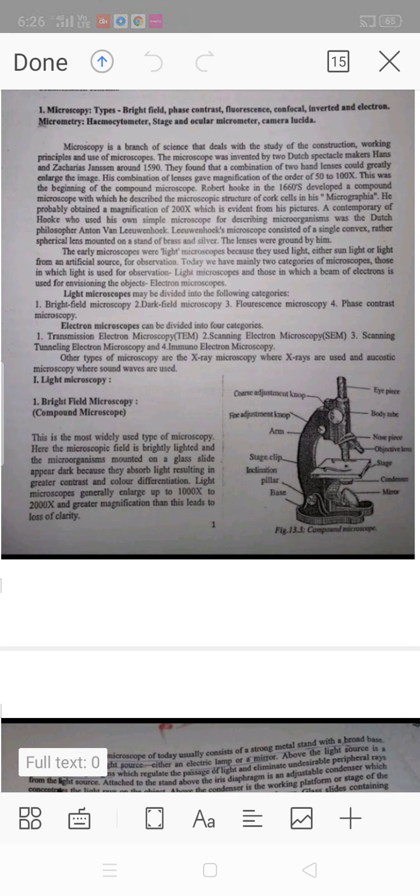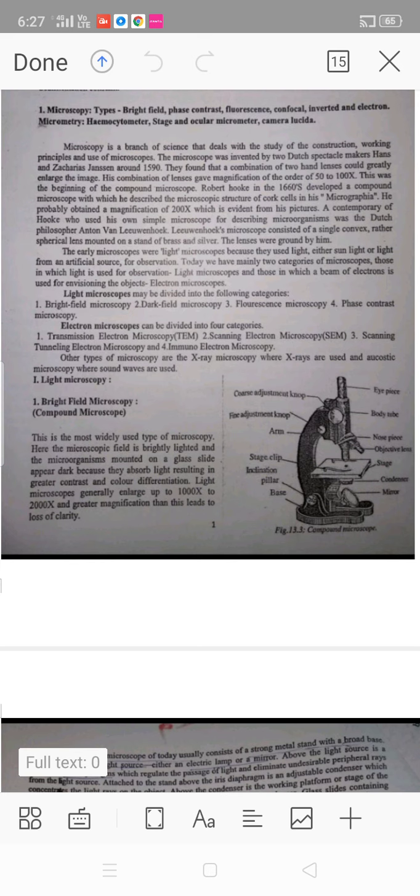A contemporary of Hooke, who used his own simple microscope for describing microorganisms, was the Dutch philosopher Anton van Leeuwenhoek. Leeuwenhoek's microscope consists of a single convex, rather spherical lens mounted on a stand of brass or silver. The lenses were ground by him.